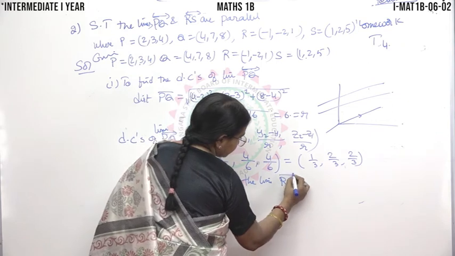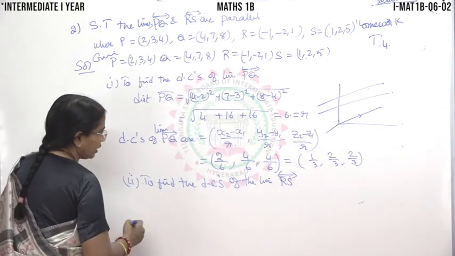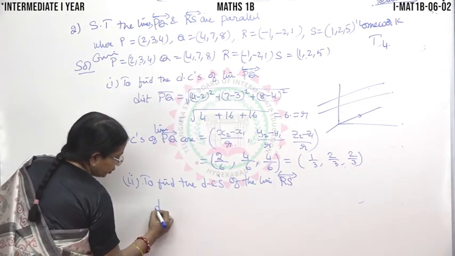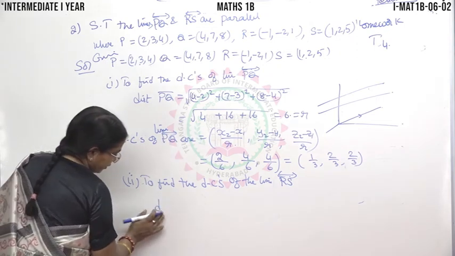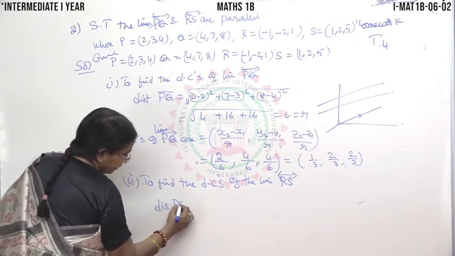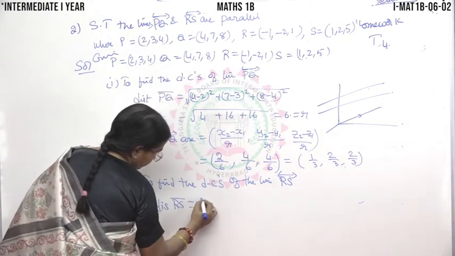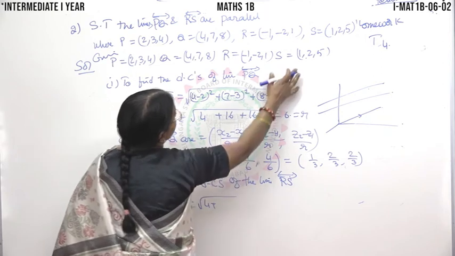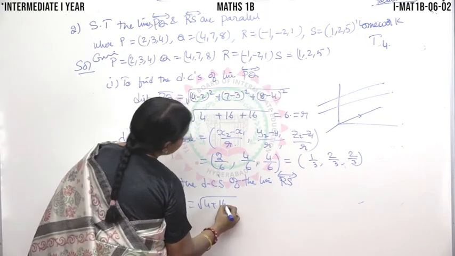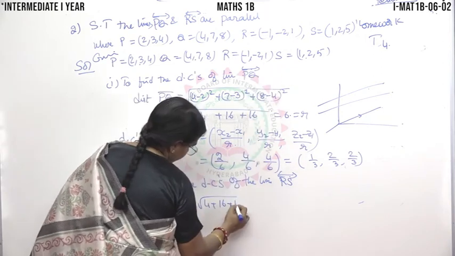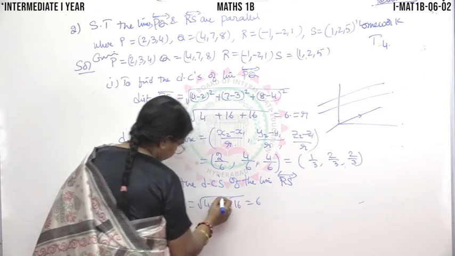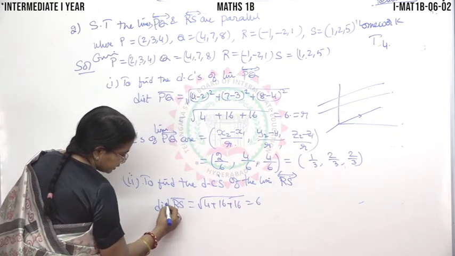Next is to find the direction cosines of the line RS. The same way, you can write all these steps. We'll find the distance RS. The same formula: 1 plus 1, 2, 4; and then 2 plus 2, 4, 16; and then 5 minus 1, 4, 16. So here also it is 6. Now this is distance RS.